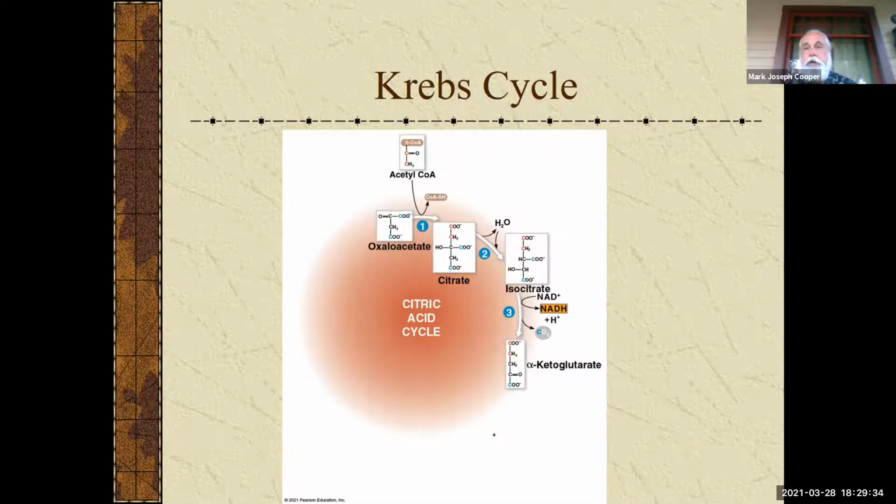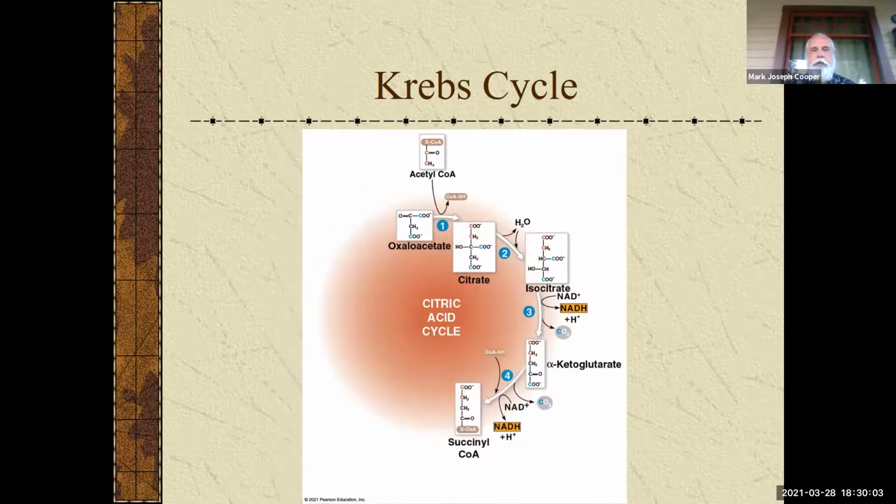And I'm sorry, there is no abbreviation for that. So you do need to know that one. And what you need to know is to go from isocitrate to alpha ketoglutarate, what happens is one NADH is given off and one CO2 is given off. And so now what we're doing is going from a 6-carbon sugar to a 5-carbon sugar.